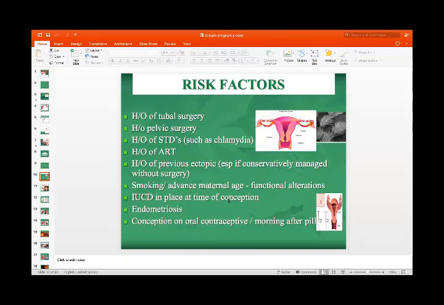Other risk factors include any history of tubal surgery, as I told you, reversal of tubal sterilization or previous salpingostomy, history of pelvic surgery, any surgery on the pelvic organs, history of sexually transmitted diseases such as chlamydia infection, history of artificial reproductive techniques. Any previous ectopic may lead to recurrent ectopic pregnancy if it was managed conservatively. Smoking or advanced maternal age causes functional alterations in the tube. IUCD in place at the time of conception: if the patient has an IUCD, it may favor ectopic gestation. Endometriosis distorts the tube. Emergency contraception, oral contraceptives and the morning after pill may also lead to ectopic gestation. So these were the risk factors which contribute towards ectopic gestation.